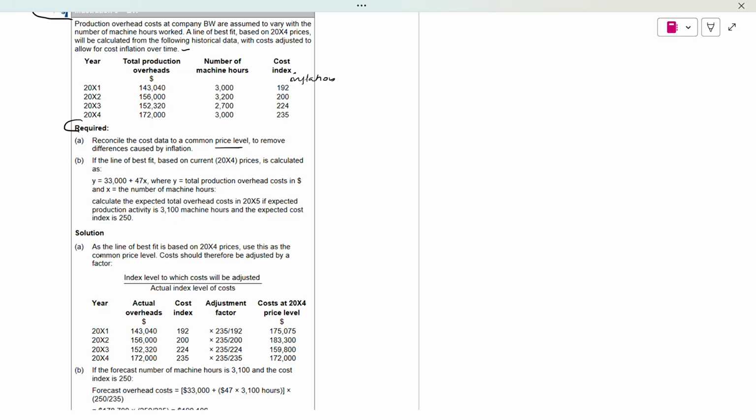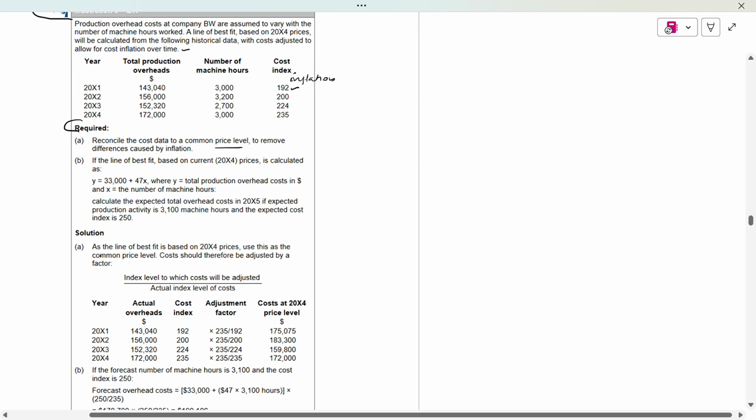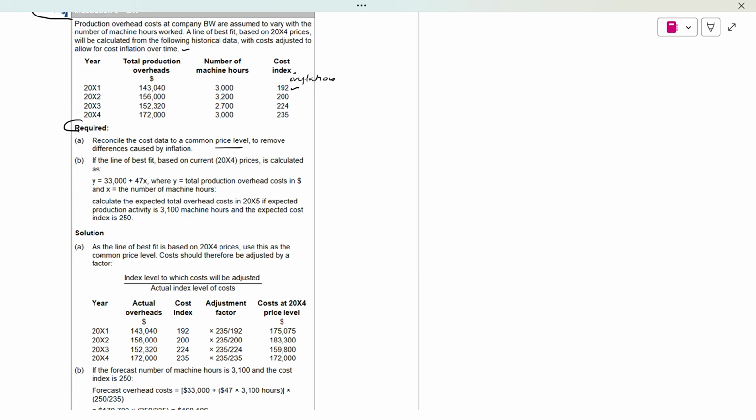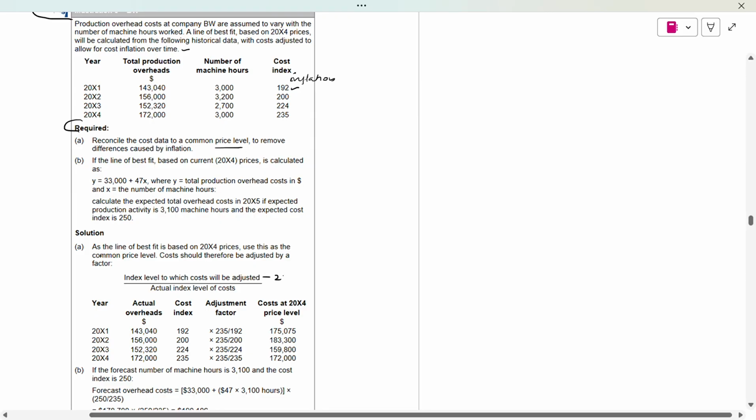How much is there? 143,040. Cost index is 192. What is relevant given here? Adjustment factor. We are converting to 2004. They are asking you to reconcile that cost data to a common cost level. Index level to which cost index will be adjusted. We are adjusting for 2004.